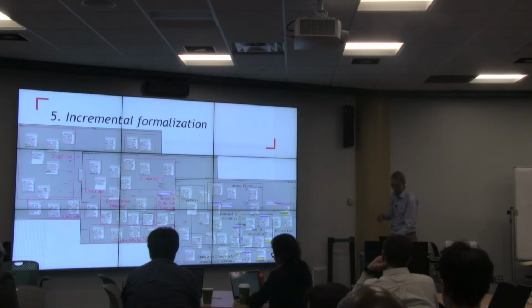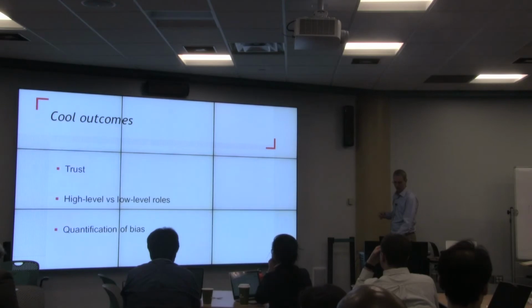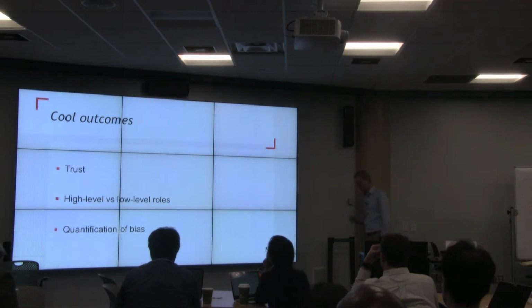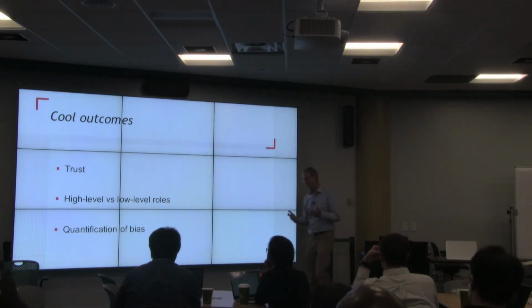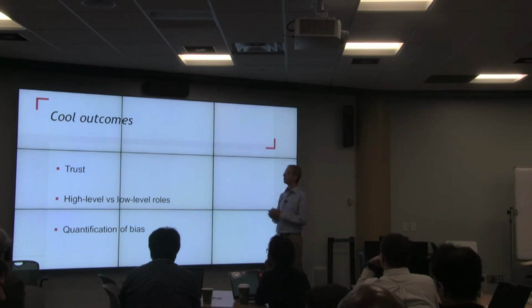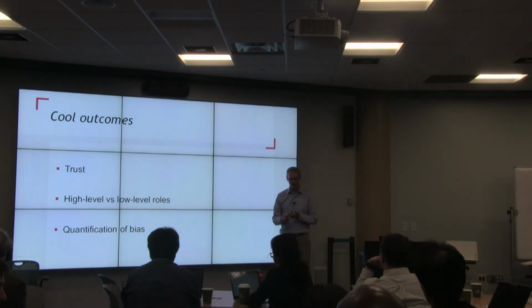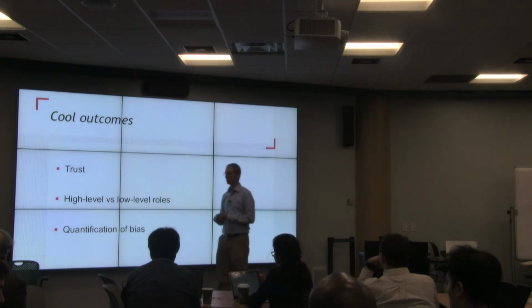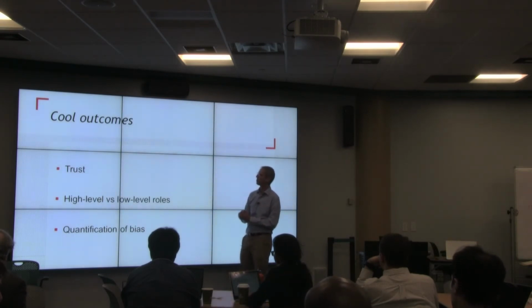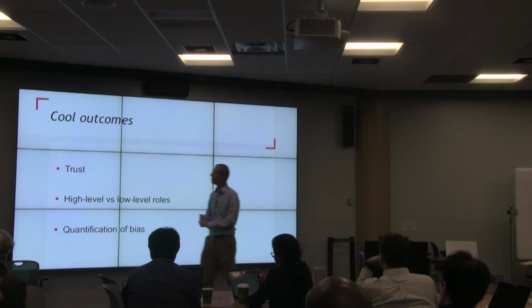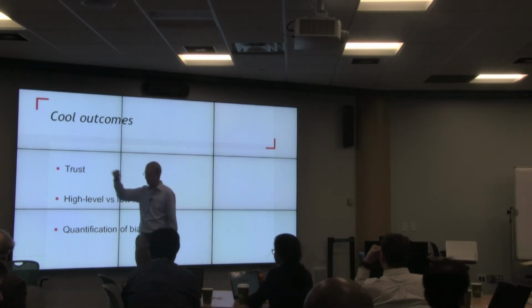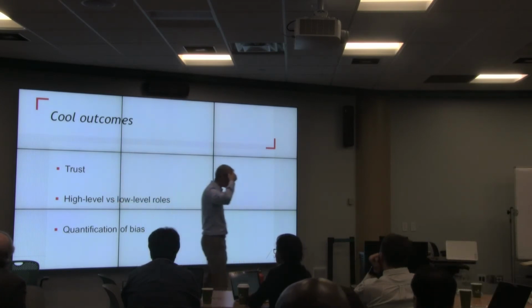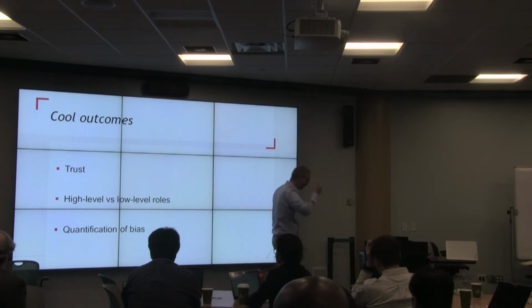Okay, so there's 5 kinds of challenges and 5 kinds of guidelines I think we can apply in order to better design interactive AI. And I just want to talk a little bit about some of the cool outcomes we see as a result of this. So one neat thing has to do with trust, right?